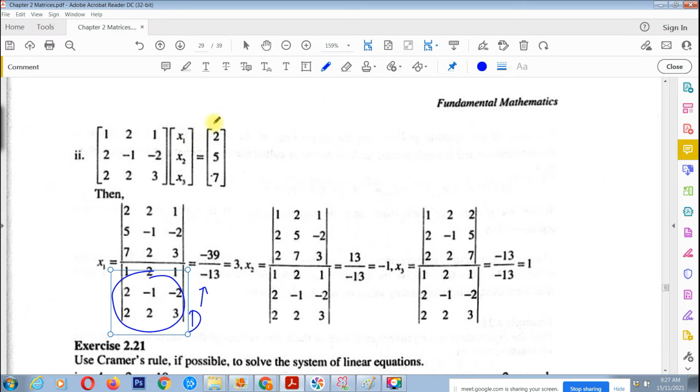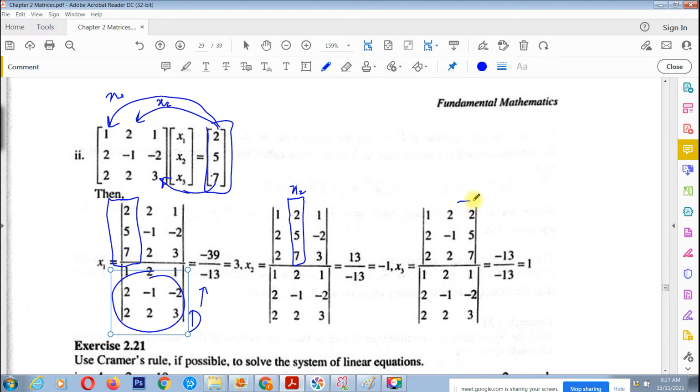So if we find here 2, 5, 3, we need to put first x1. Then for x2 we need to find x2 here, represent here x2, and then the third column will represent x3. Make sure you just put in x3. And then you get the value for each respective variable.